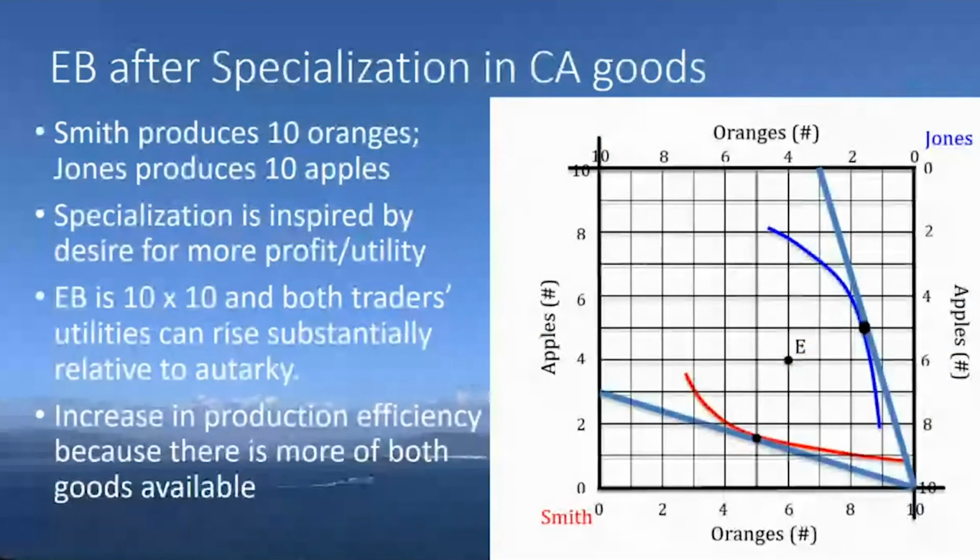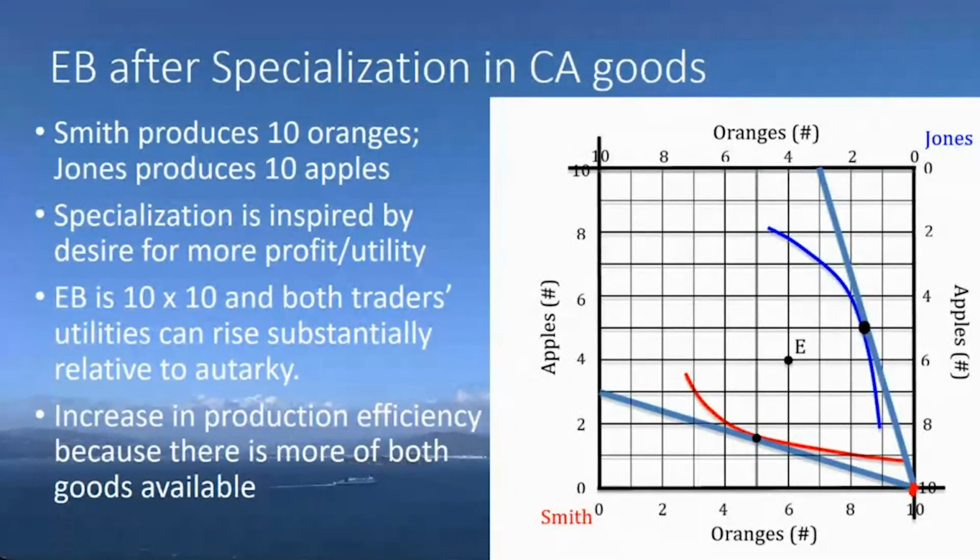It's going to look like this. And voila, it looks a whole lot like the Edgeworth box that we created originally when we gave Smith 10 oranges and Jones 10 apples. But here's where we get the gist of this particular model and the idea or principle of comparative advantage. Because what's happening here is that the Edgeworth box is growing in size.